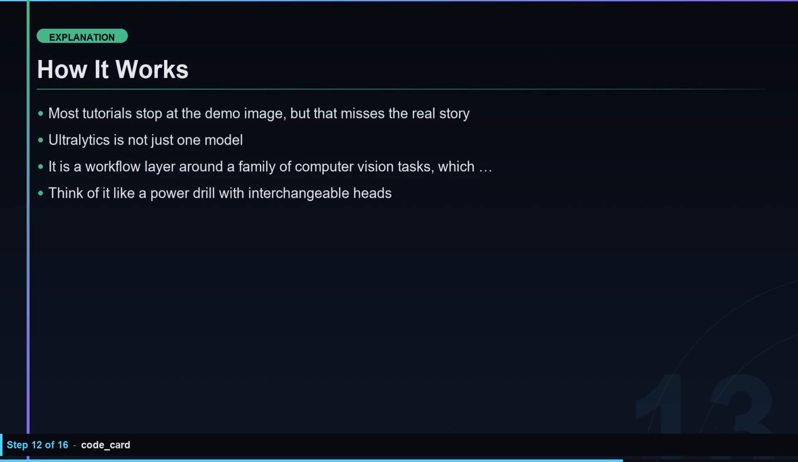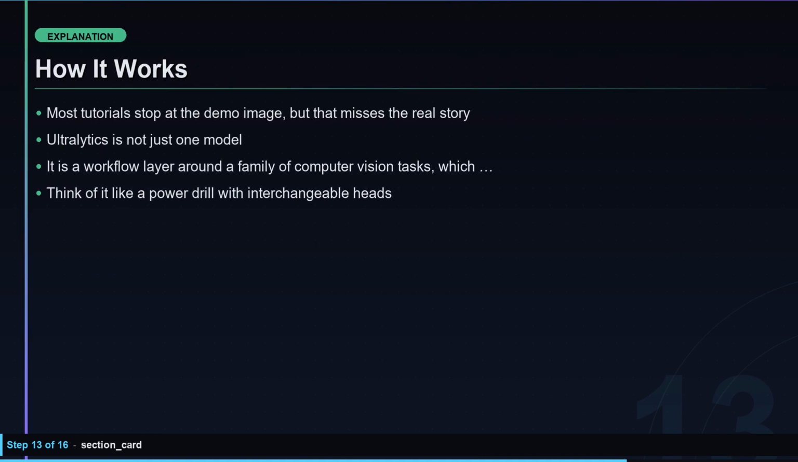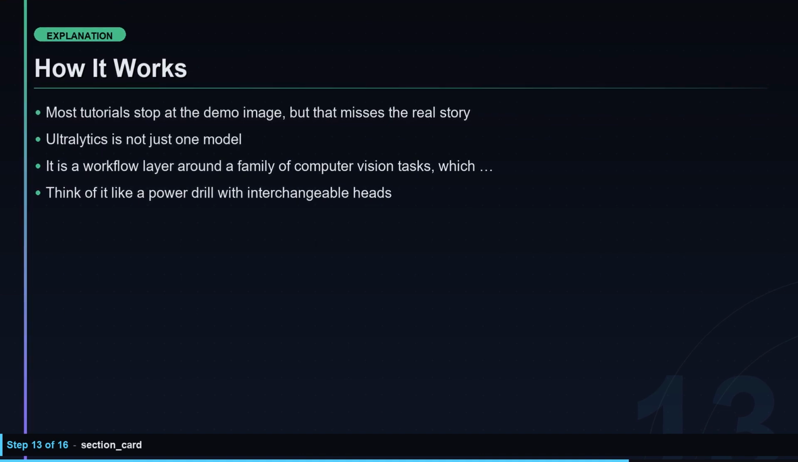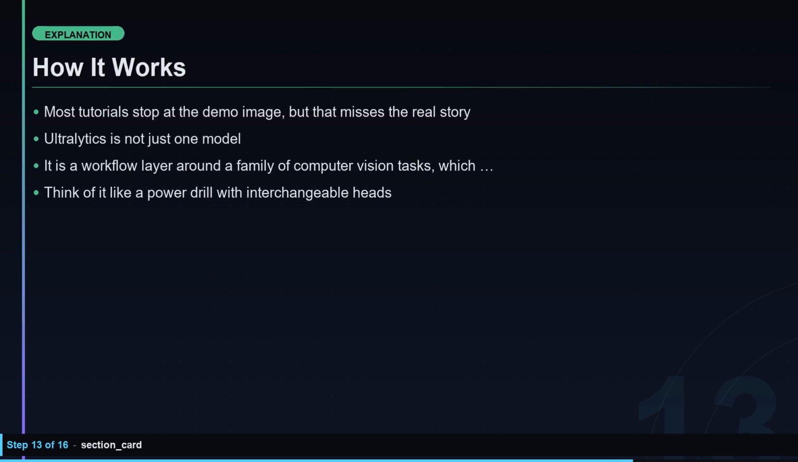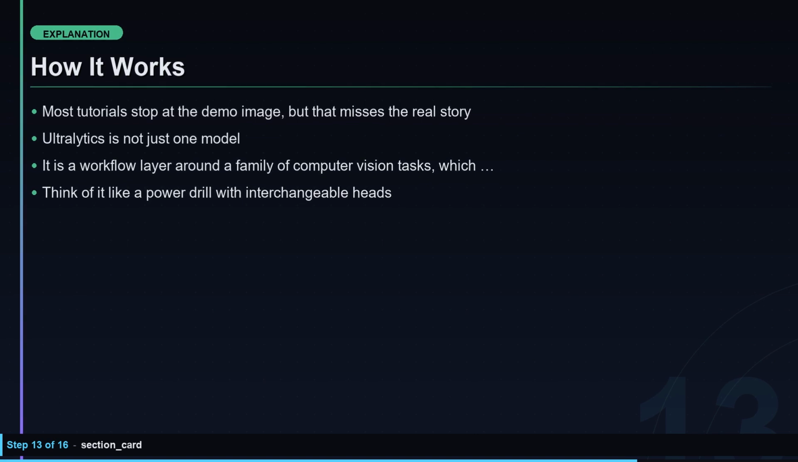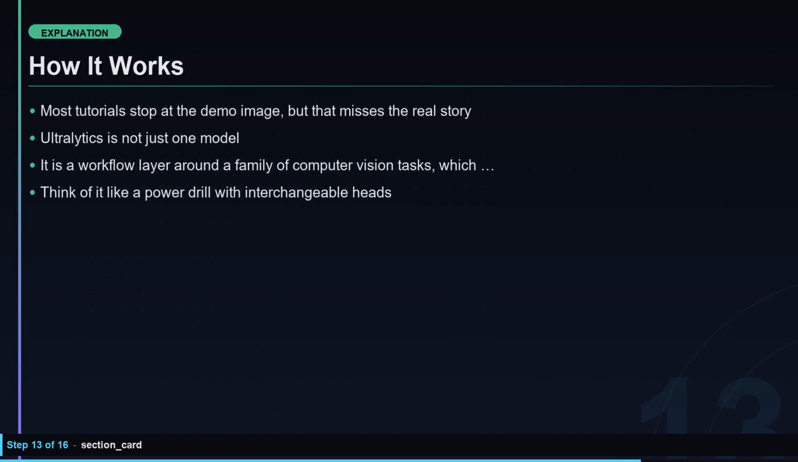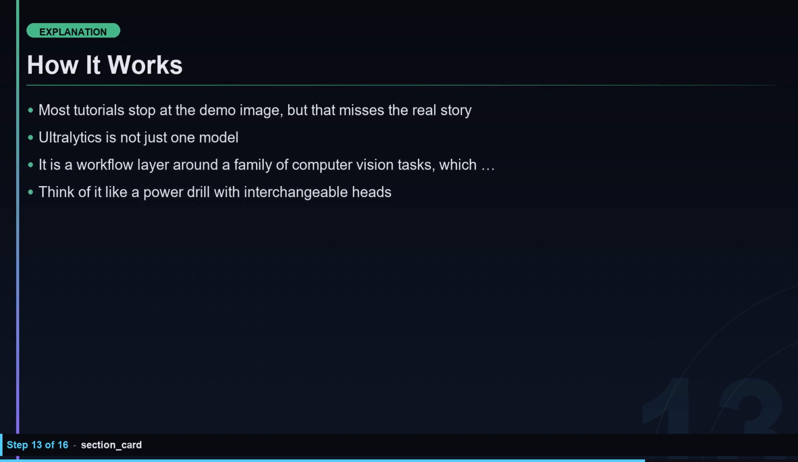Most tutorials stop at the demo image, but that misses the real story. Ultralytics is not just one model. It is a workflow layer around a family of computer vision tasks, which are jobs like finding objects, following them over time, or outlining their shape. Think of it like a power drill with interchangeable heads. Same tool, different job. That matters because production systems do not just need a cool result once. They need the right result, at the right speed with code you can maintain.